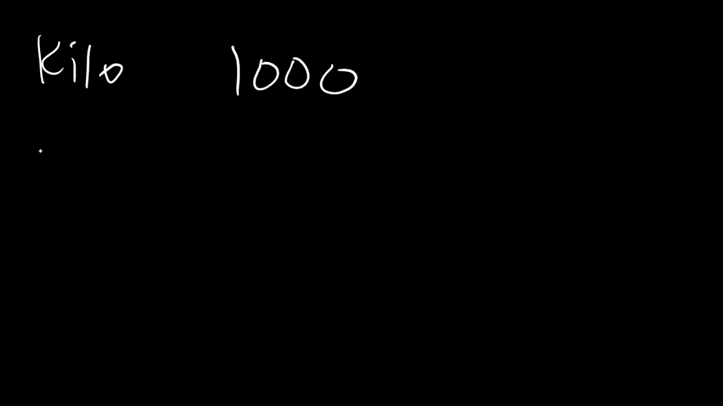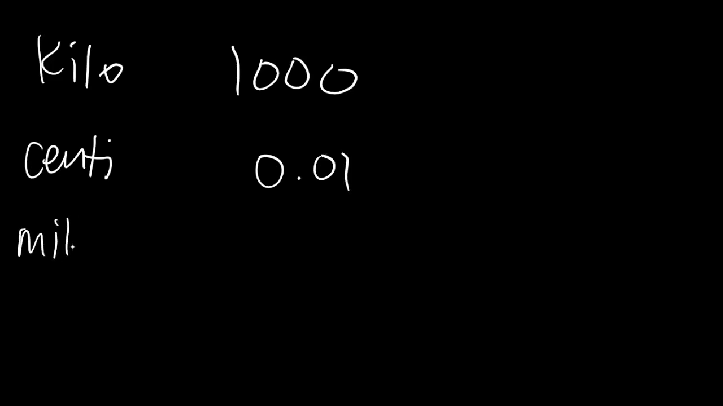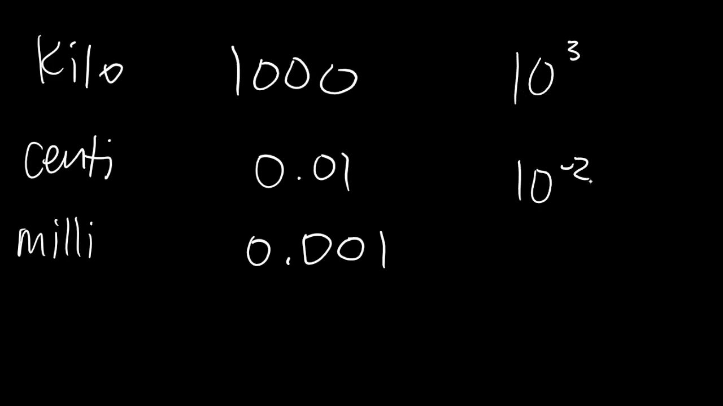We also need to know centi, which means 0.01, and milli, which means 0.001. In other words, kilo is 10 to the third, centi is 10 to the negative second, milli is 10 to the negative third.